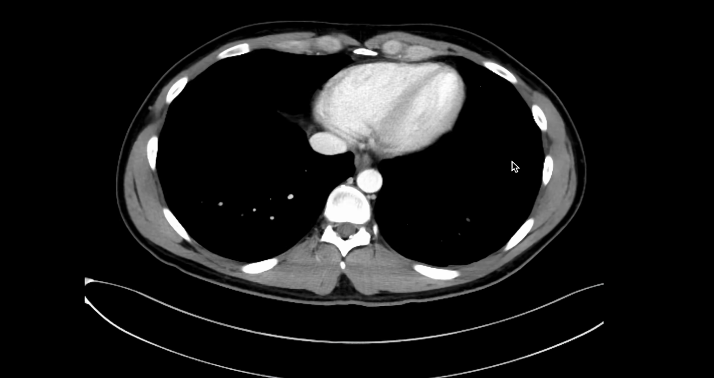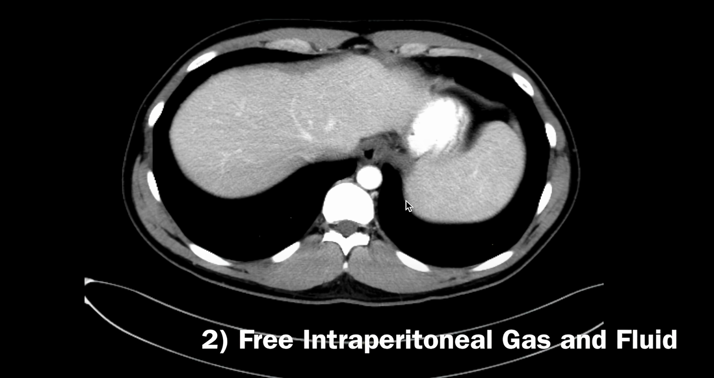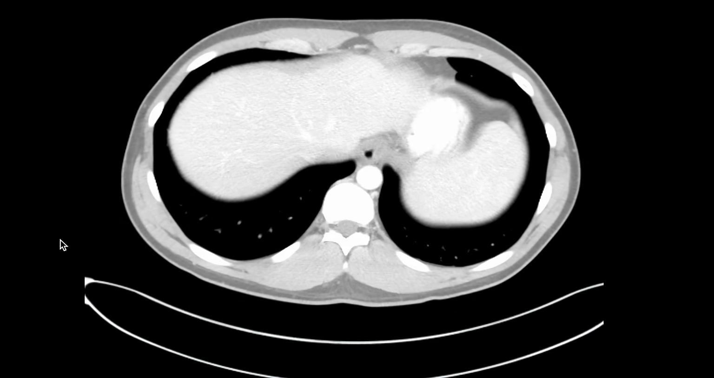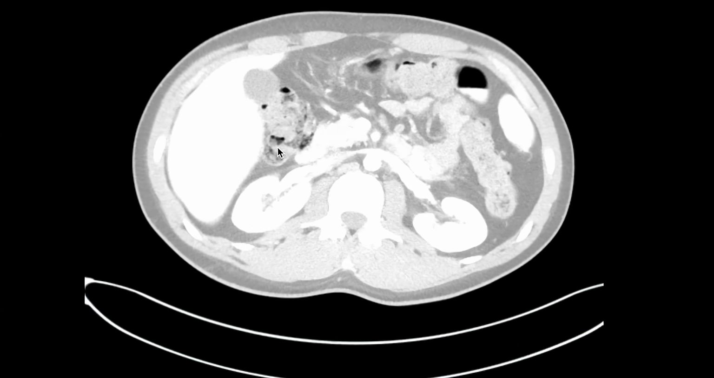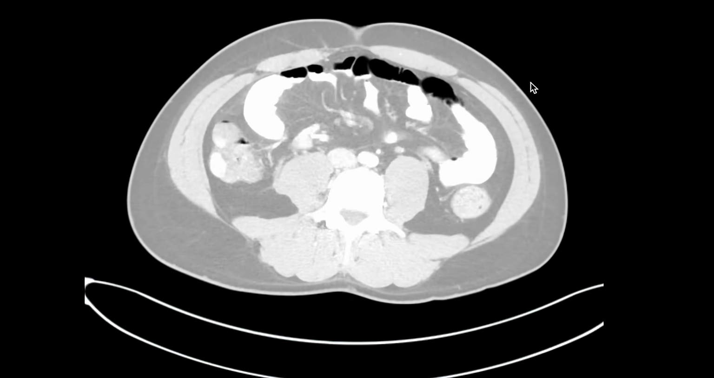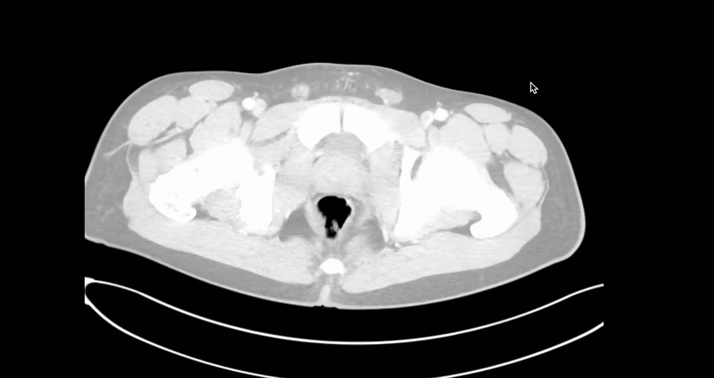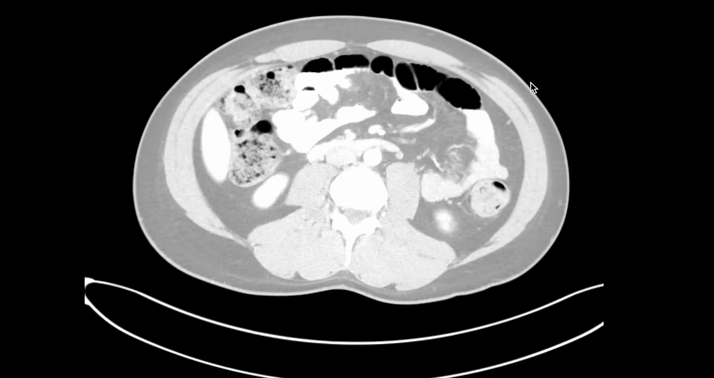So after looking at the entire scan quickly, I then suggest that beginners look for free intraperitoneal gas. So you do that by windowing. Usually people use lung window, but the important thing to do is just to widen the window. So if I just widen the window like that, now you can see that the gas stands out very well, and I can see that all of this gas is inside the bowel or where it's supposed to be. I don't see any free intraperitoneal gas in the abdomen.